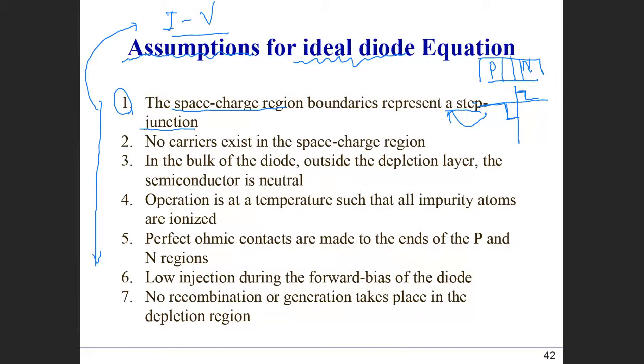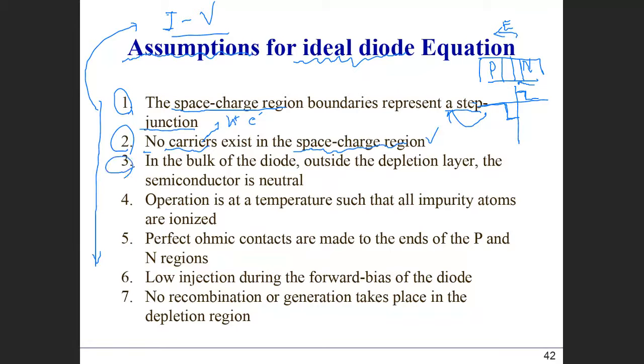Second assumption: within this space charge region, we assume mobile carriers, holes and electrons, cannot exist stationarily. At some point electrons and holes can go into this space charge region, but due to the electric field created in this structure, those electrons and holes are swept out of the depletion region. So no stationary electrons or holes exist within this space charge region. That's the second assumption.